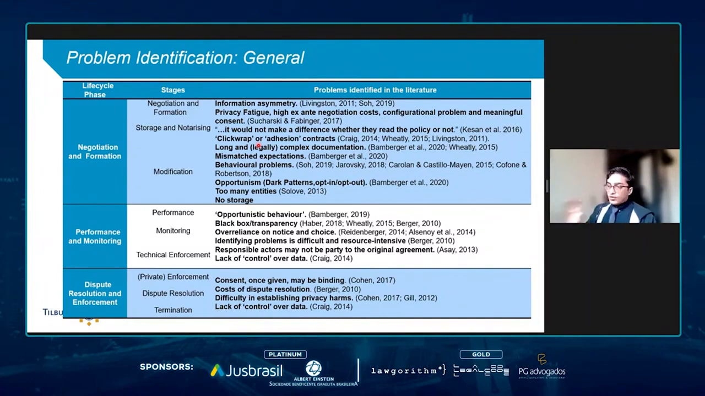Now, a lot of these problems can be addressed with privacy enhancing tools, which are the focus of our analysis, but some of them still can't. So for instance, in dispute resolution, if you actually want to take a privacy claim to court, one of the bigger problems tends to be establishing privacy harms, and that's not an issue that PETs, I would argue, can currently assist users with.